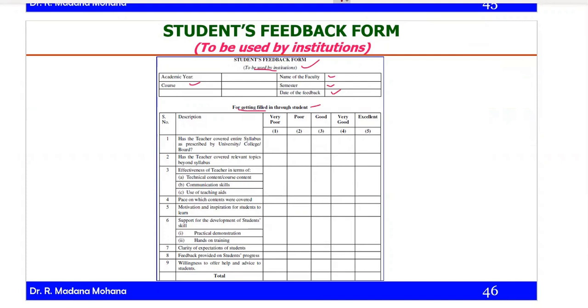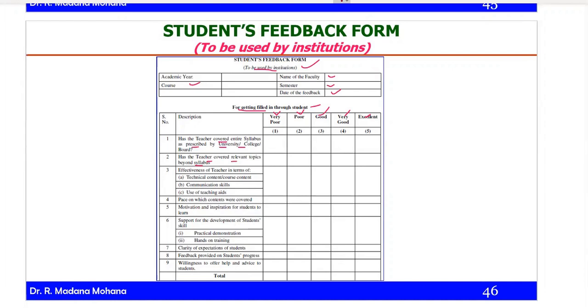So, some of the sample questions. Your grading depends on very poor 1, poor 2, good 3, very good 4, excellent 5. Has the teacher covered the entire syllabus as prescribed by the university or college or board? Based on the coverage of the syllabus, the student will answer. Has the teacher covered relevant topics beyond the syllabus? If any faculty covered topics beyond, the student will answer accordingly.